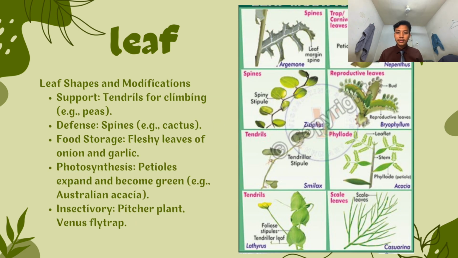Next are leaf shapes and modifications. Support: tendrils for climbing, for example peas. Next, defense: spines, for example cactus. Food storage: fleshy leaves of onion and garlic. Photosynthesis: petioles expand and become green, for example Australian acacia. And last, insectivorous: pitcher plant and Venus flytrap.